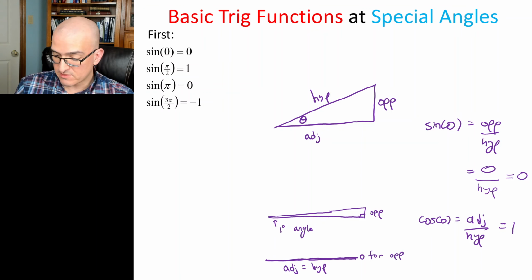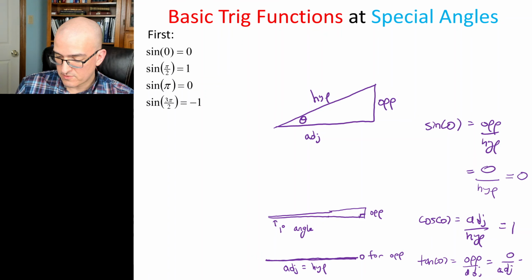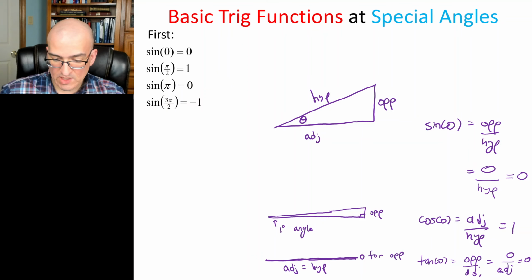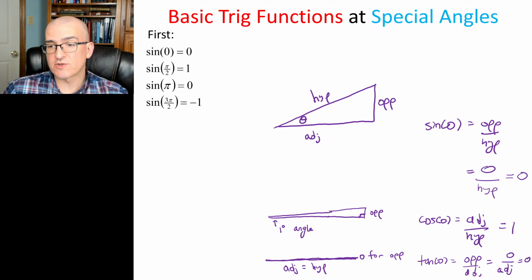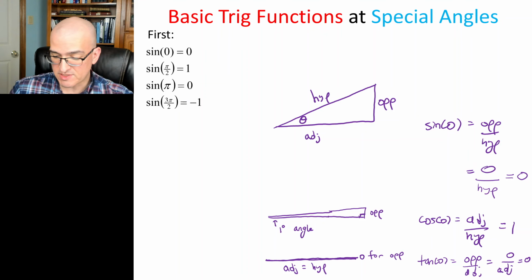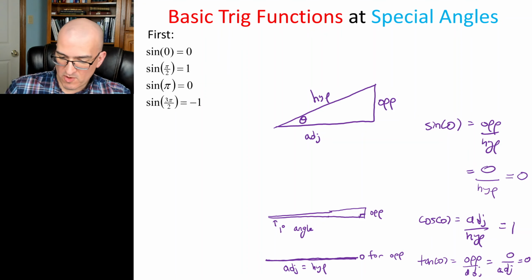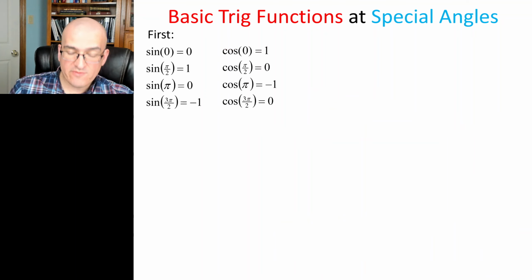And then what's the tan? Tan of 0 is opposite over adjacent. So you've got 0 for the opposite divided by who cares for the adjacent, which is equal to 0. So tan of 0 is 0, sine of 0 is 0, and cosine of 0 is 1. That's the basic reasoning. What about pi over 2?